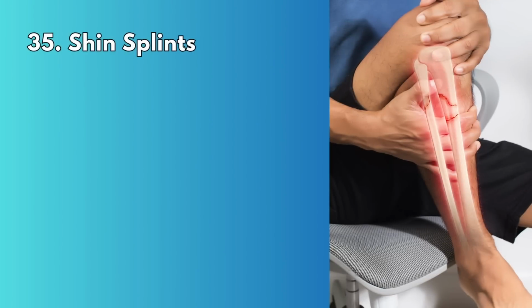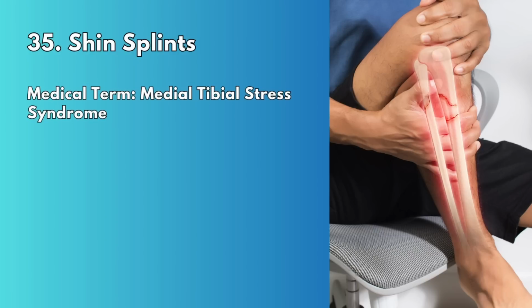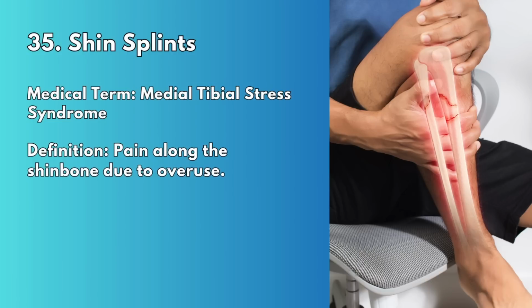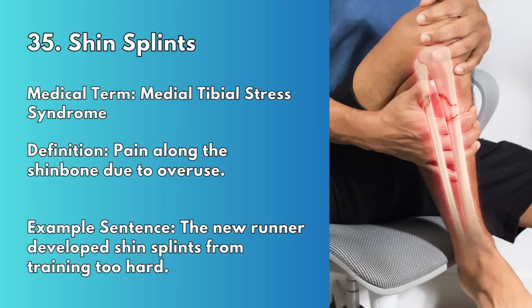Our next condition is one I have suffered with myself, shin splints. Medically, it is known as medial tibial stress syndrome. It describes a pain along the shin bone due to overuse. The new runner develops shin splints from training too hard.